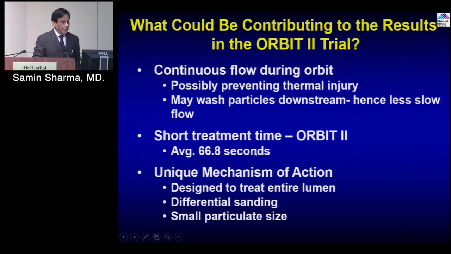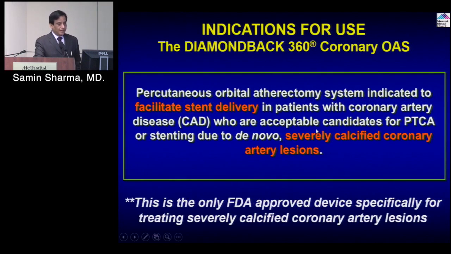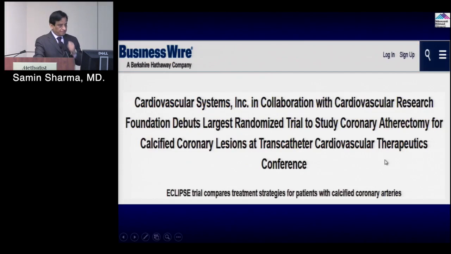Second, short duration and a unique mechanism of action designed to treat the entire lumen, with differential sanding and a small particle size. So here we have another technique now added to our atherectomy armamentarium, which may be associated with lower TLR and TVR at follow-up, although acute complications are numerically similar. And of course, this is the only device approved for calcific lesions; we use rotational atherectomy, but it doesn't have a product label for that purpose.